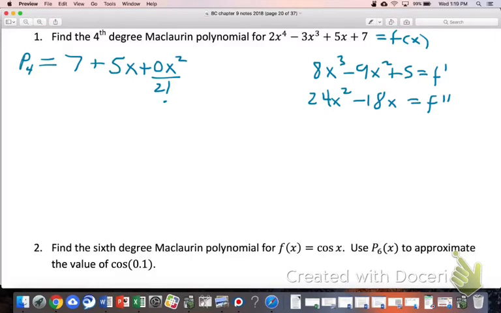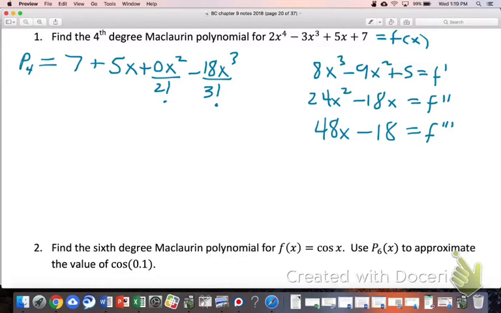Okay, and then f triple prime is what's going to give me my 3rd degree term. So that would be 48x minus 18 is equal to f triple prime. So what would you guys say f triple prime of 0 would be? Okay, so that would be minus 18x cubed over 3 factorial.